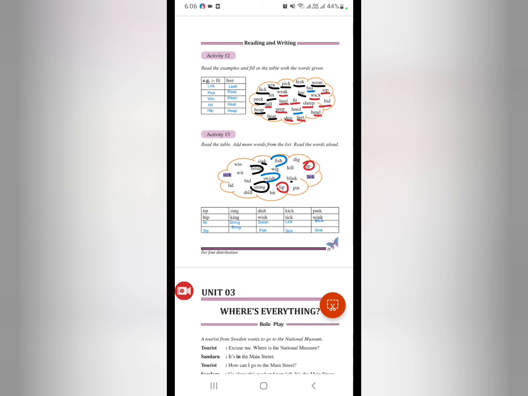Sing, king, string, bring. Tip means the corner part of a leaf or something. Hip means hip. Lip means lip. Sip means taking a sip of water. Sing means to sing. King means king. I have given the meaning of those words. Now we'll go to the next grid.